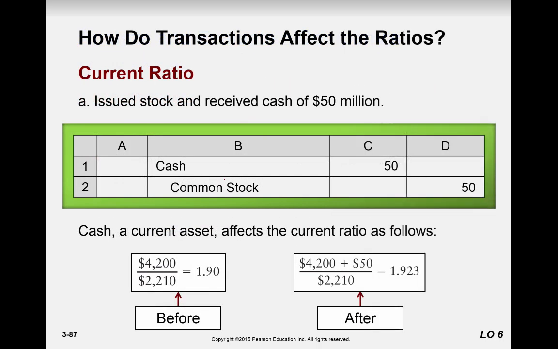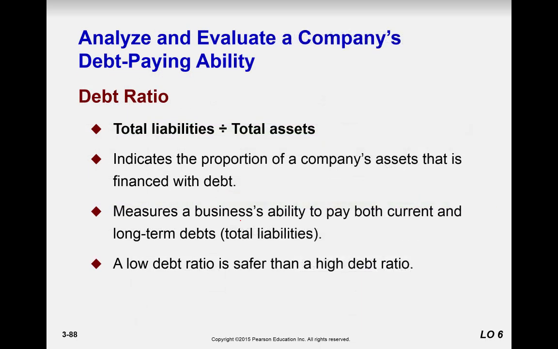So how do transactions affect ratios? So if you notice, we issue stock and receive $50 million in cash. Well, if we had just before these numbers, you add the 50, it increases our current ratio.